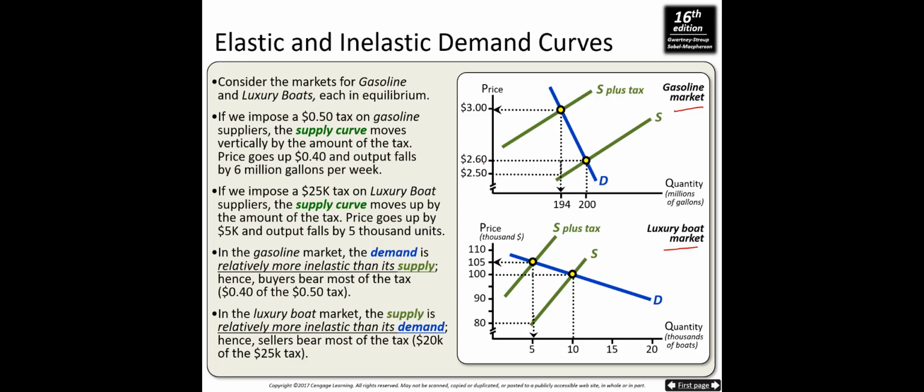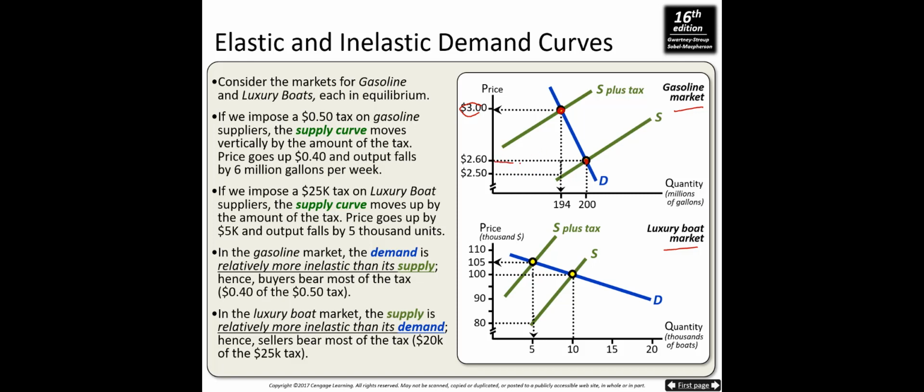Look what happens with the 50 cents tax on gasoline suppliers. The new price in the market is $3. Okay, but it was $2.60 before. So 40 cents comes from the buyer's pocket. And because the suppliers need to pay 50 cents to the government, out of this $3, the effective price they receive is $2.50. So how do we find the tax burden?